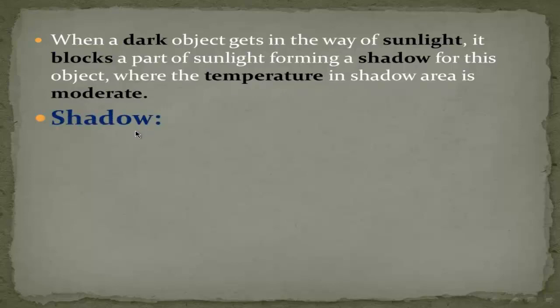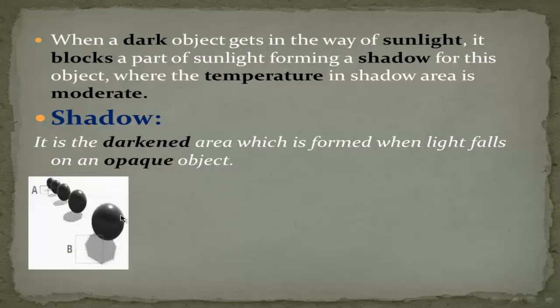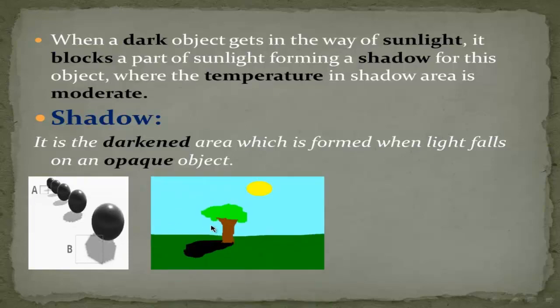So, what is meant by shadow? Shadow is a darkened area which is formed when light falls on an opaque or dark object. Like these poles: when light falls on these poles, they block the light and form their shadow, like that.